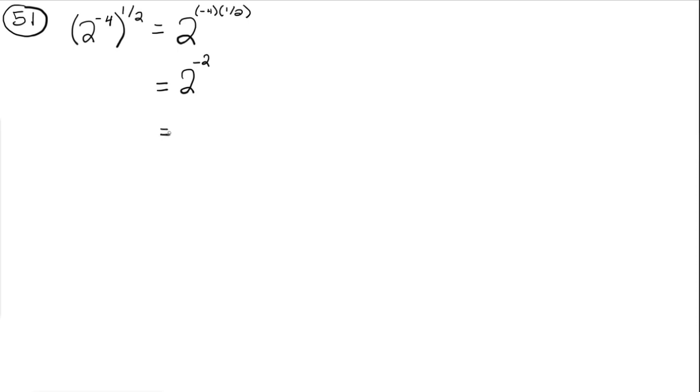So then this is equal to 1 over 2 to the positive 2. And then 2 raised to the positive 2 is equal to 4. And so then this is equal to 1/4. And that's the final answer.